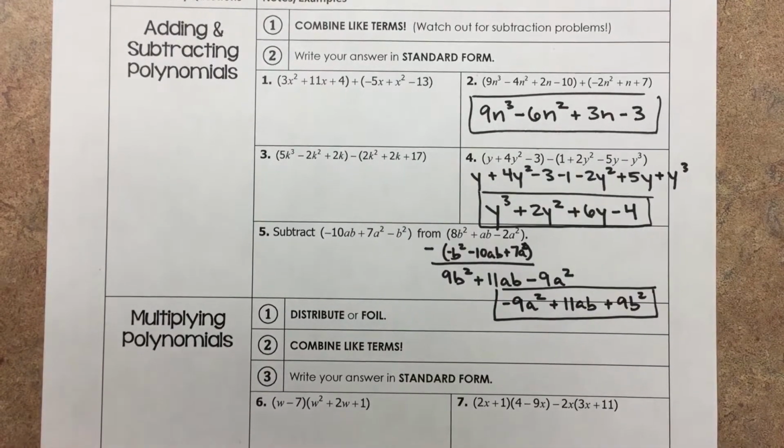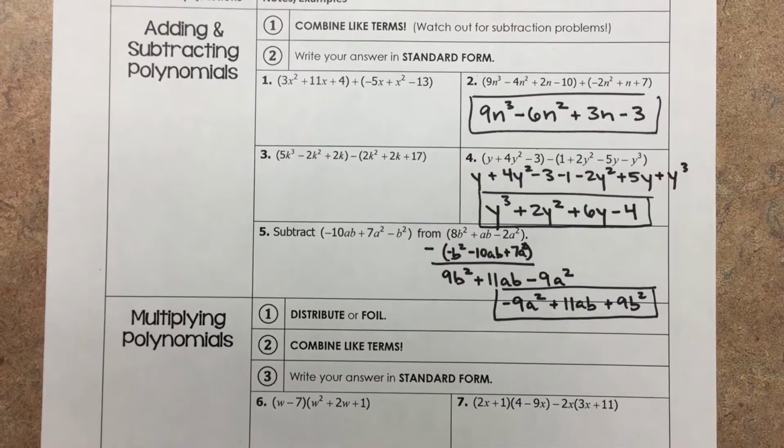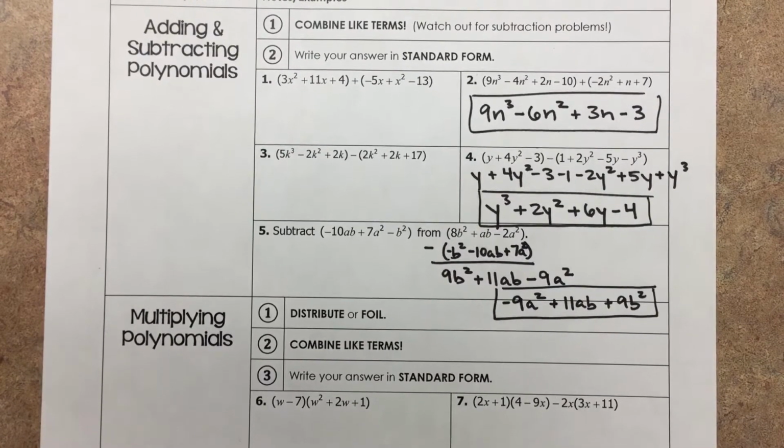So that's how you add and subtract. It's basically just combining like terms. You just have to be extra careful when there's subtraction involved. So next, we're going to move to multiplying. And multiplying is basically foiling, except we're doing some kind of advanced versions of foiling.